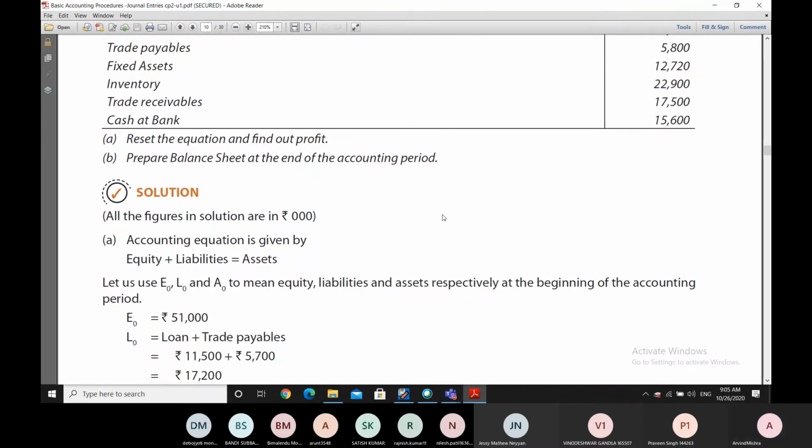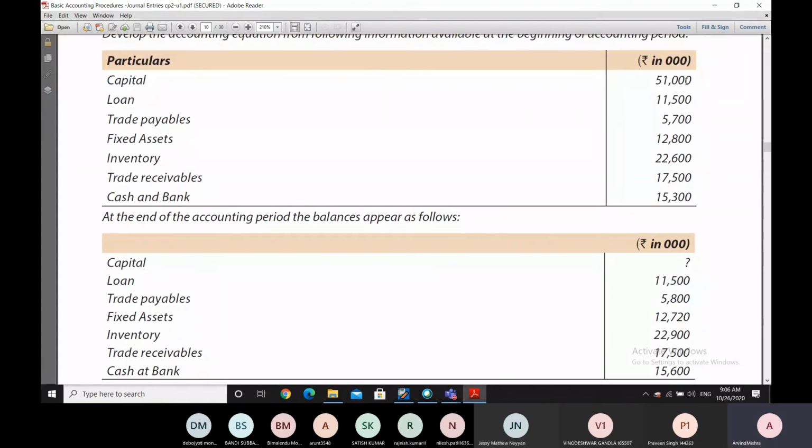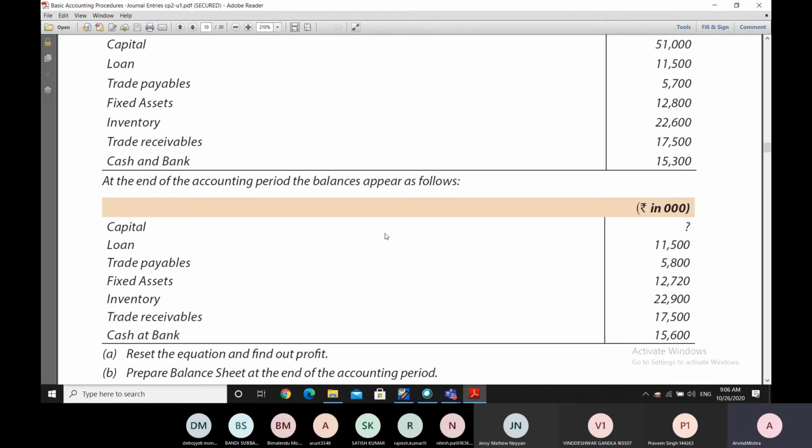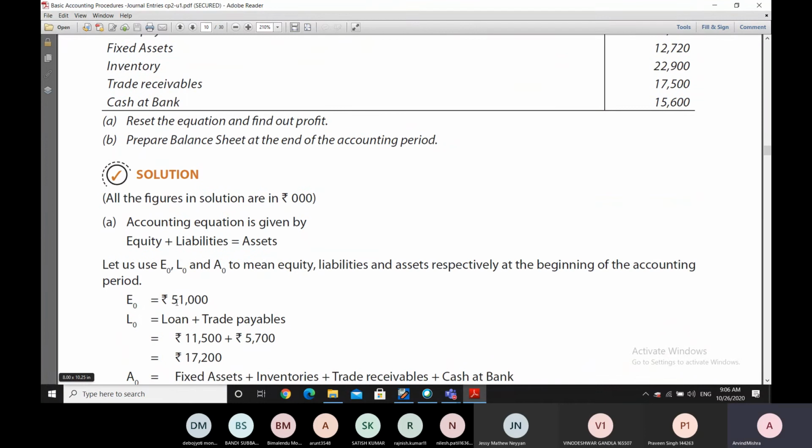So here we are saying that we have an equity of 51,000, or rather 510 lakh. I'll just read it as 51,000. Now let's say that we had a capital of 51,000. We call it E0. So the initial details are called at time t equal to 0, and let's say the end of the year, end of the accounting period details are called at time t equal to 1. So here E0 is 51,000.